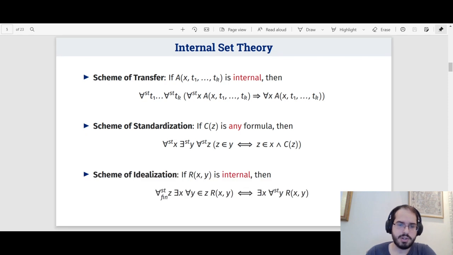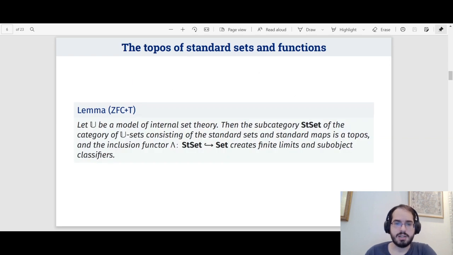And we also have idealization. If I have an internal relation, then saying that there is a set that relates to every standard set is the same as saying that I can find a set that relates to all the elements in the standard finite list.